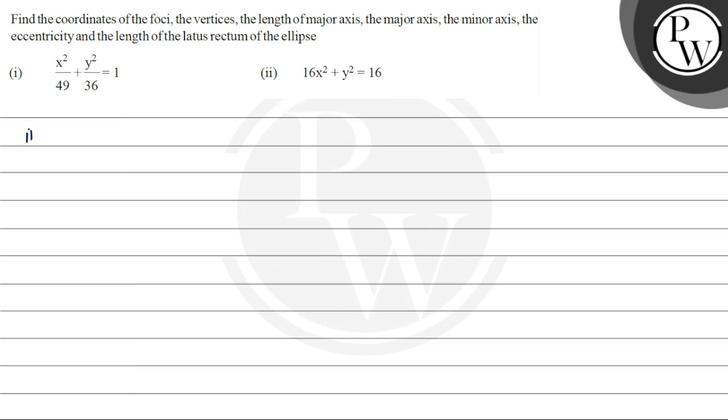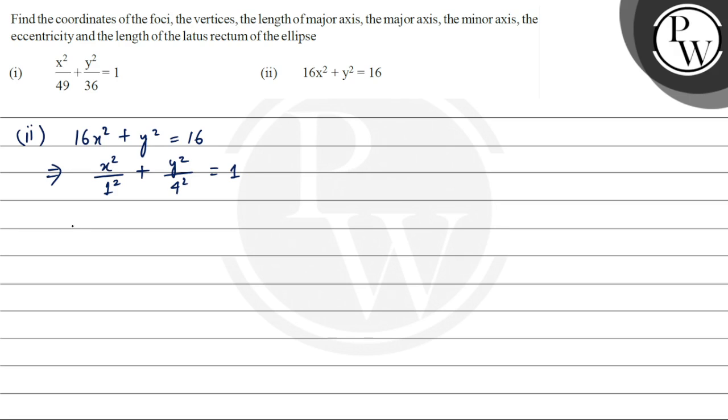we have been given 16x square plus y square equals to 16. This is the given ellipse. Solving it further, we will have x square upon 16 upon 16 will be 1, and 1 can be written as 1 square, plus y square upon 16, that would be 4 square, equals to 1. What we have done is we have divided by 16 on both the sides, right?